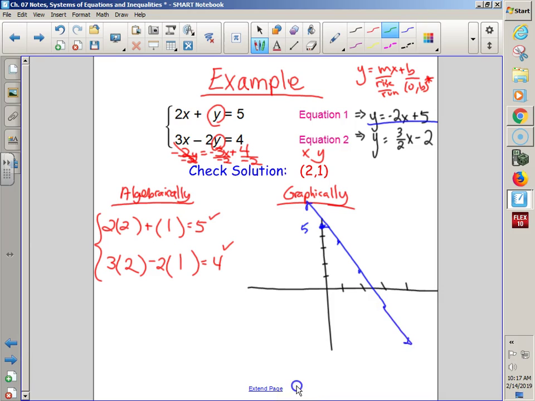My other line? -2? Oh, I have to go negative. Rise of 3, run of 2, right? 1, 2, 3, and 2. Hey, that's convenient.